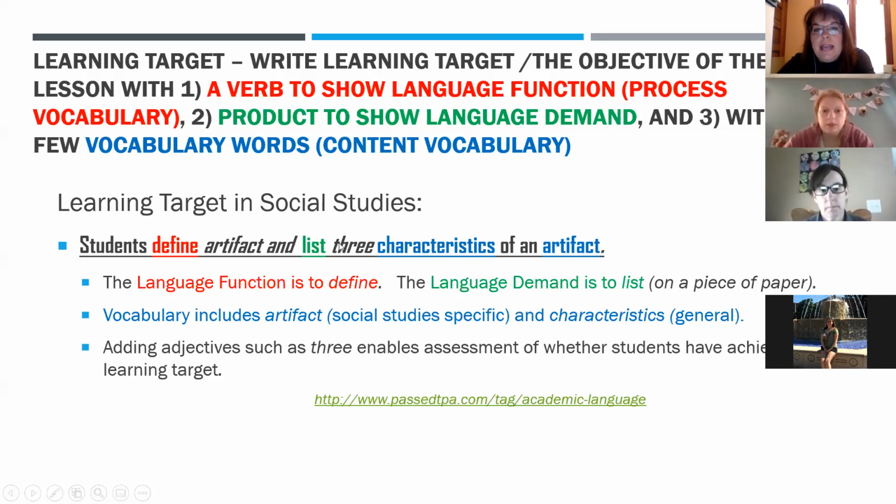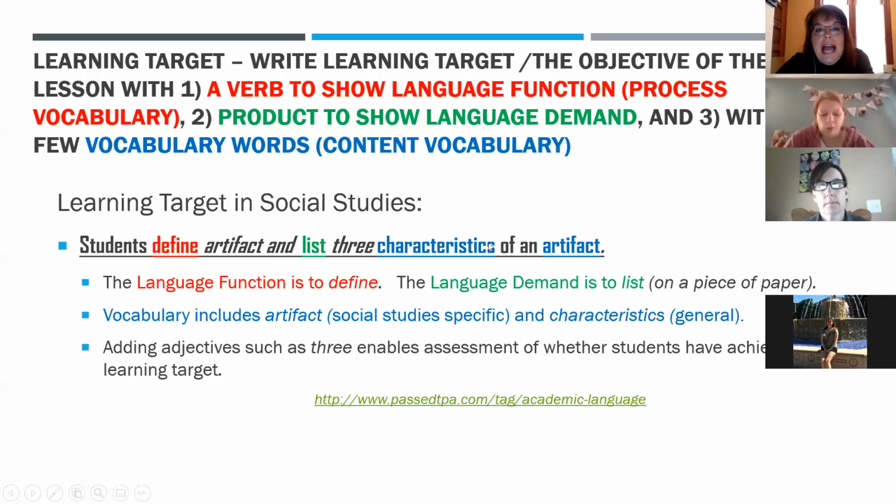Students define artifact and list 3 characteristics of an artifact. So list is my language demand. What are you demanding students to do, right? What's the function of this language? That's my language function, or the process. What's the process they're going through? They're defining an artifact. Well, what are they actually doing? That's my language demand. I demand you to do this. I want you to list 3 characteristics of an artifact. My content vocabulary, artifact and characteristics. Those are the nouns. Students have to know what a characteristic is in order to do this. They have to know what an artifact is to do this, right? So that's what the learning involves.